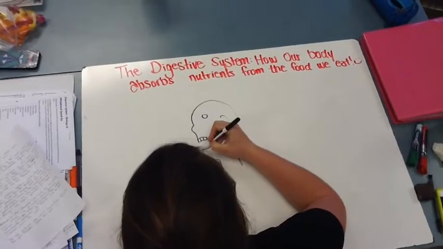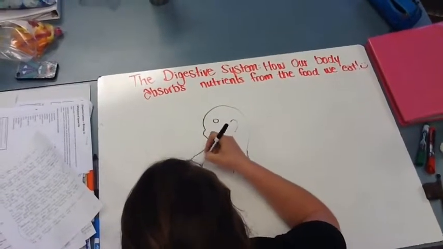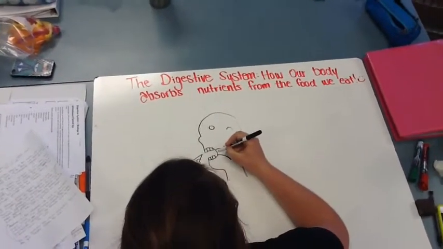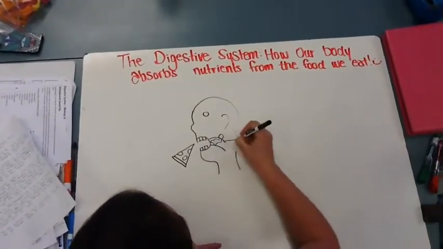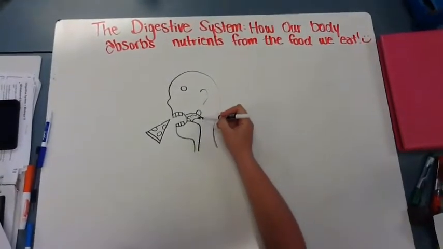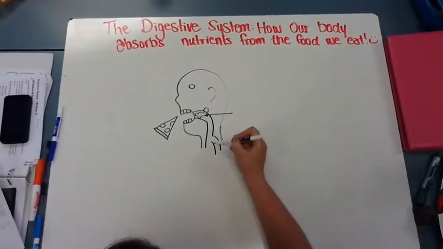Our teeth mechanically break up the food, and salivary amylase begins to break it down. Carbohydrate digestion begins here. The now broken up food is now called bolus.